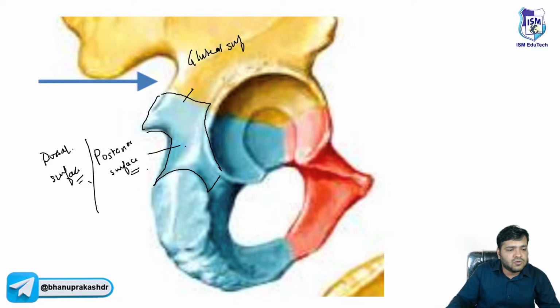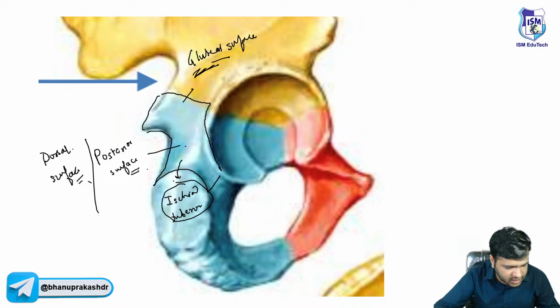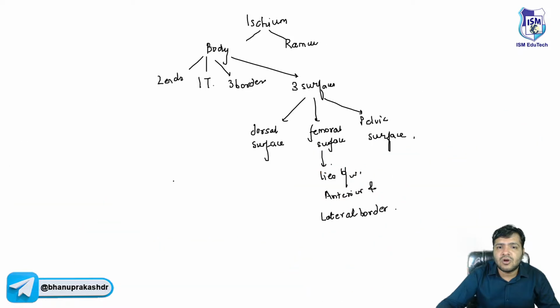It continues with the gluteal surface of the ilium, and this posterior surface downwards, below it projects to form the ischial tuberosity. तो posterior surface के ऊपर क्या प्रेजेंट है, gluteal surface. नीचे it is continuing downwards to form the ischial tuberosity, and above it is in continuation with the gluteal surface. So remember, posterior surface is also called the dorsal surface.